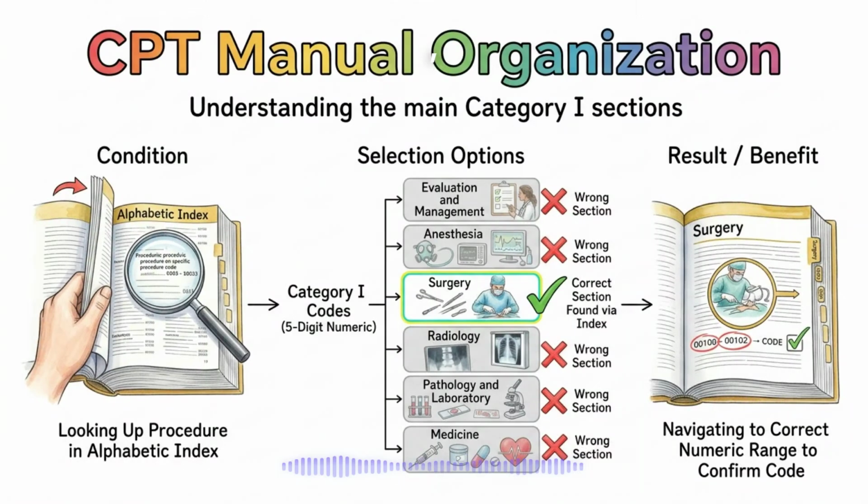The main body of the CPT manual is made up of Category I codes, which are 5-digit numeric codes used to report the most widely performed medical services. Category I is divided into 6 major sections: evaluation and management, anesthesia, surgery, radiology, pathology and laboratory, and medicine. Knowing how these 6 sections are organized is your roadmap for navigating the book. Whenever you look up a procedure in the alphabetic index at the back of the manual, it will point you to a specific numeric range within one of these 6 sections.